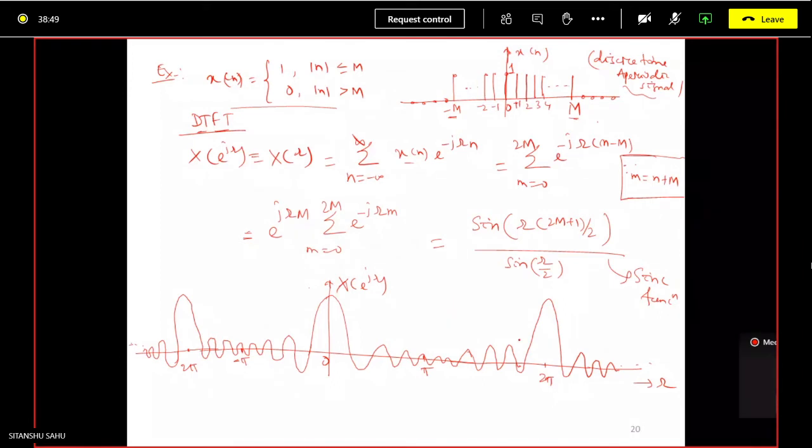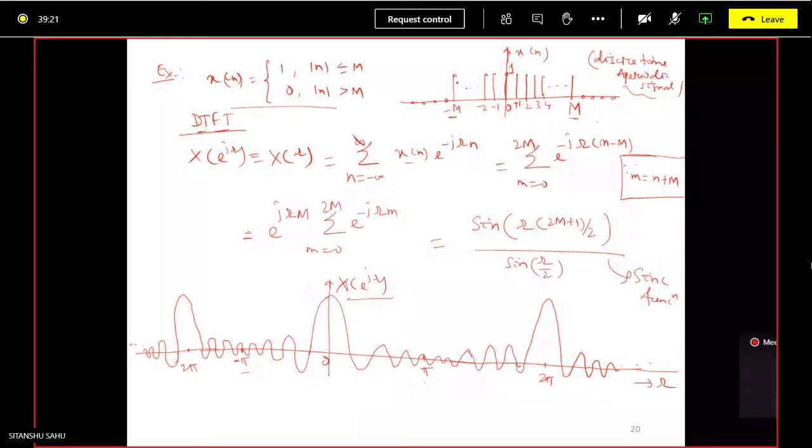The DTFT is nothing but the Fourier transform of a discrete time aperiodic signal. In the Fourier domain it is continuous in nature and periodic with period 2 pi. The same thing can be observed over here. It is periodic from 0 to 2 pi, or we can say from minus pi to pi also, whichever is convenient to you. So this is the spectrum of this kind of signal.